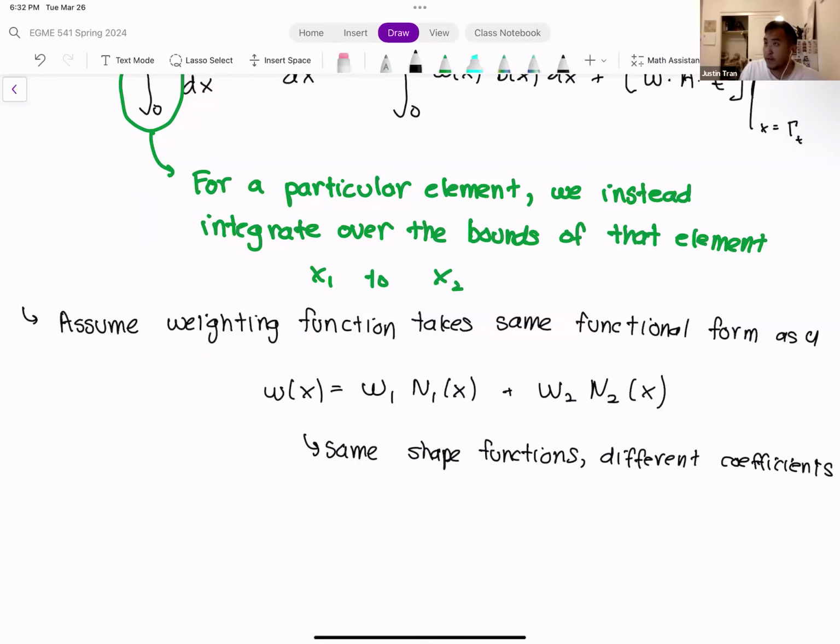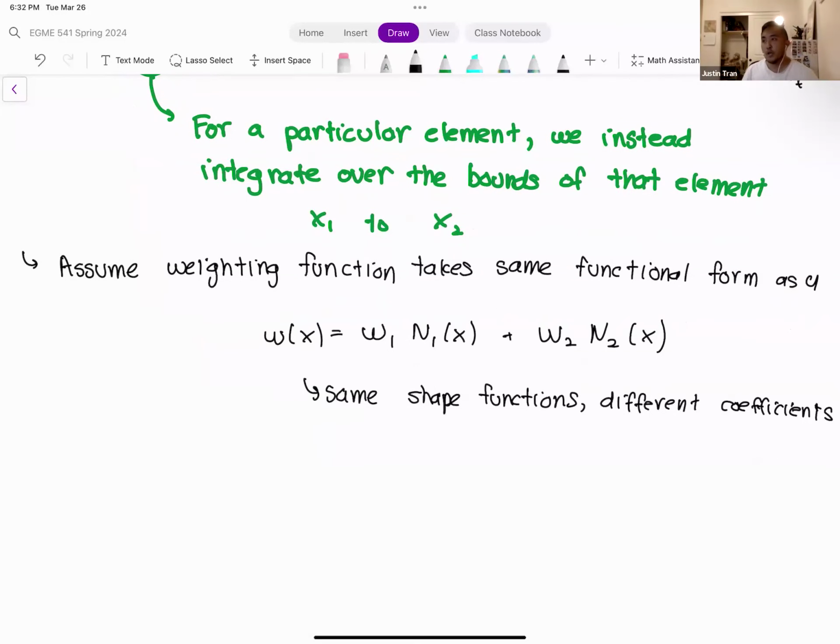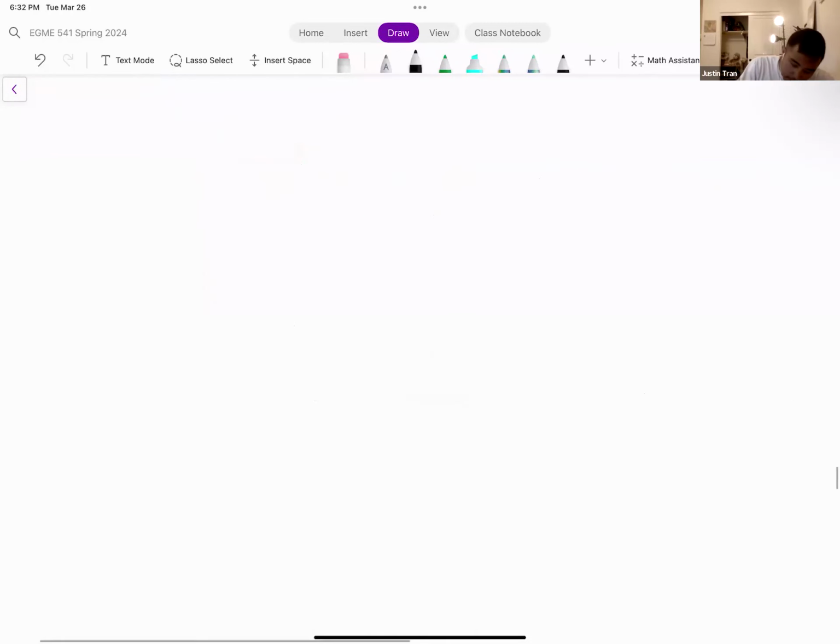Another thing that we can have here is we can take the derivative of this as well. And just like our solution, our derivatives will be handled only on the shape functions.